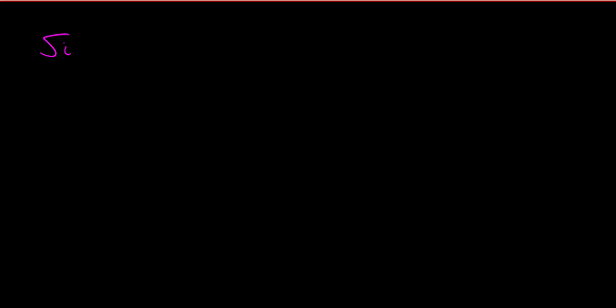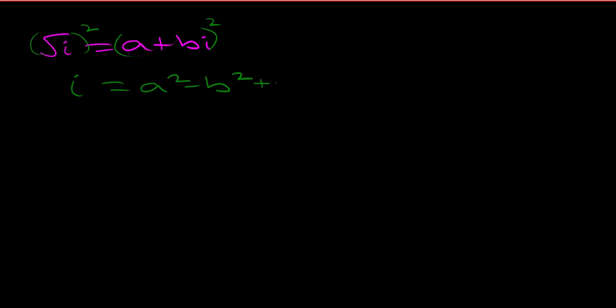So square root i can be written in the form a plus bi. Now since we don't like dealing with square roots, we can square both sides, and we get i is equal to a squared minus b squared plus 2abi. Now i can be rewritten as 0 plus 1i. From the right side of the equation, we know that a squared minus b squared is the real part, and so is 0. And again, we know that 2abi is the imaginary part, and so is 1i.